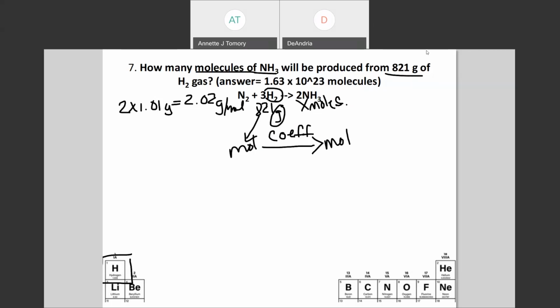Then we can go from moles to moles using the coefficients. What's the question asking us about? How many molecules? We need to go from moles to molecules. What number goes with molecules? 6.02 times 10 to the 23rd. There you go.